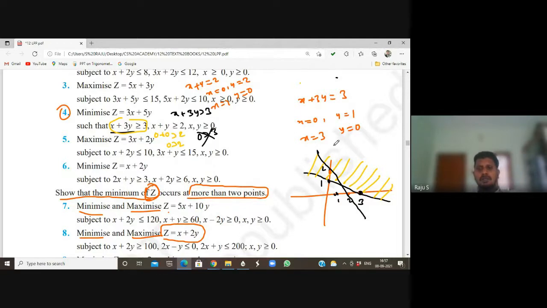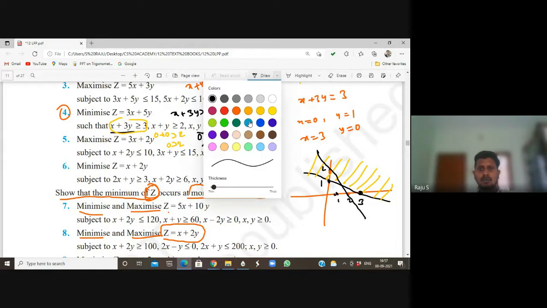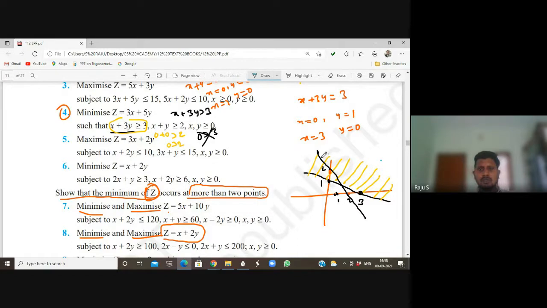Now, coming to here, it is also 0. 0 is not a solution region. For that, the solution region is part 2. This is the solution region.